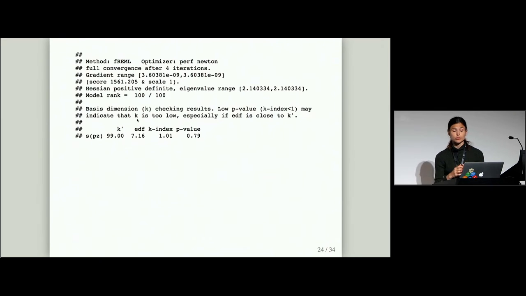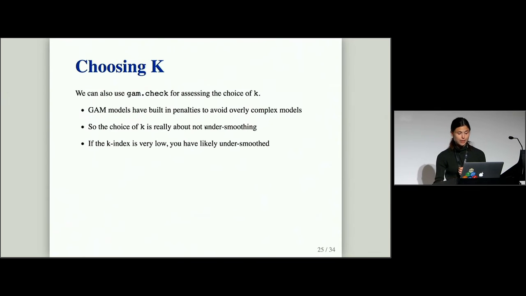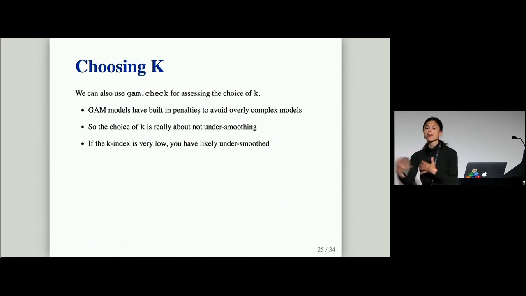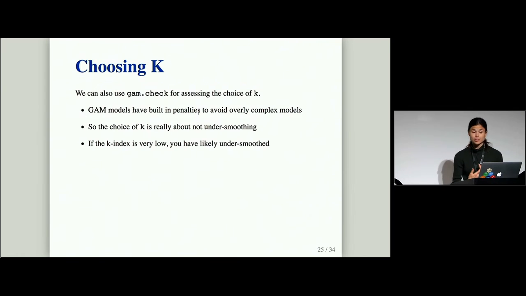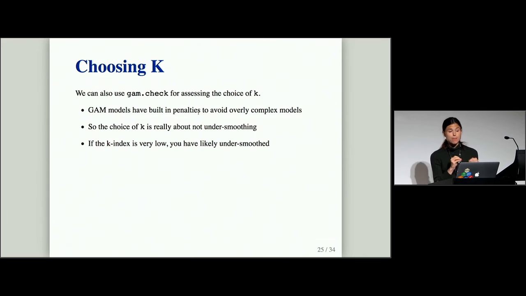And then here's this additional information, which is something that would be new in this GAM setting, because it's information about the smoothing function. So the K here is basically setting the amount of complexity that you're going to allow that smoother could take. Fortunately, the GAM model itself has built-in penalties to try to avoid an overly complex model in your smoothers. So generally, you don't have to worry about over-smoothing. There's more of a risk of potentially under-smoothing in your K.